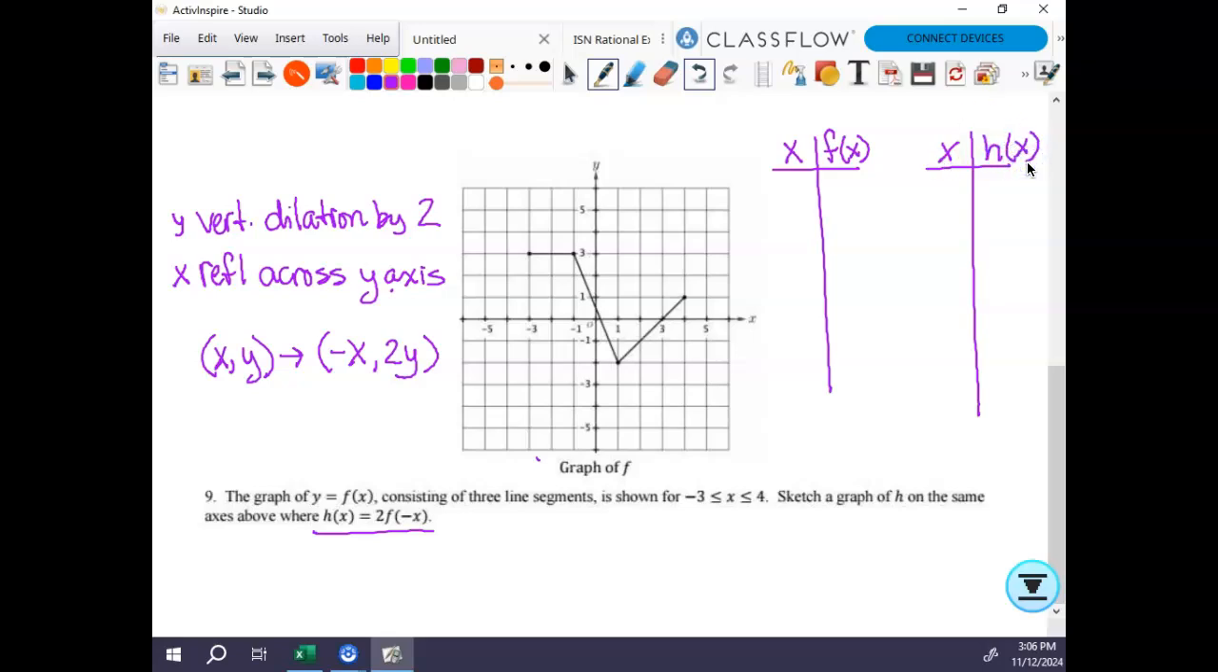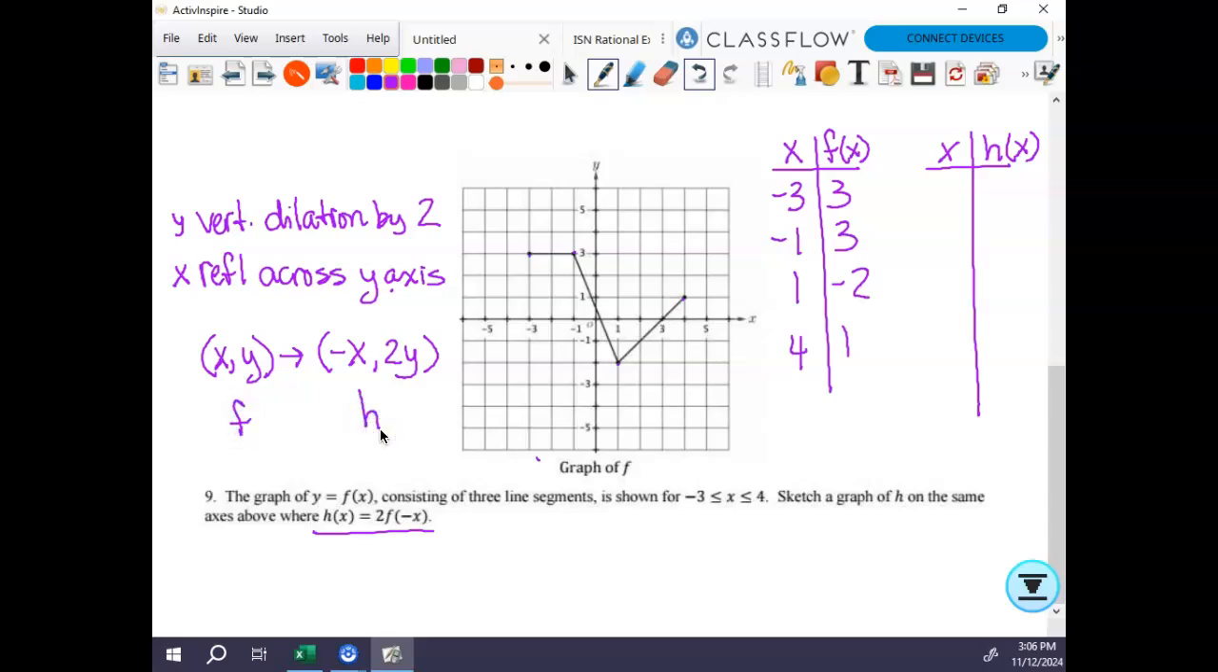So I'm going to pick off my key points here. Got one at -3, 3. One at -1, 3. One here at 1, -2. And one here at 4, 1. All right, so then these are my xy, this is my f of x, right? This is my h of x.